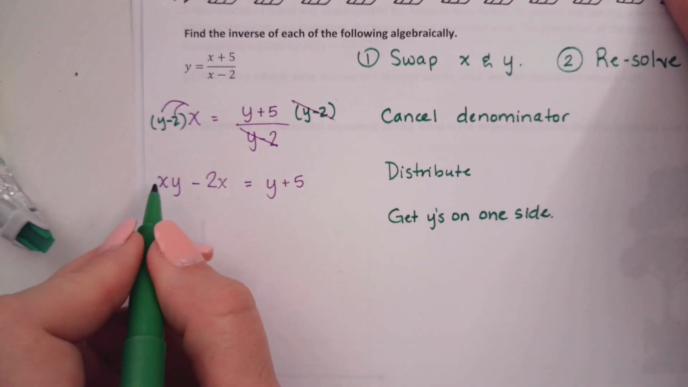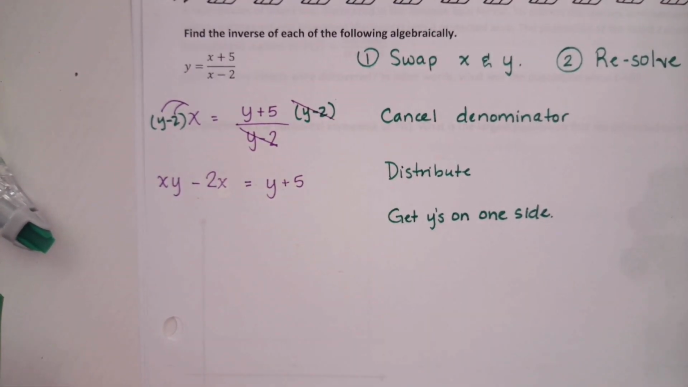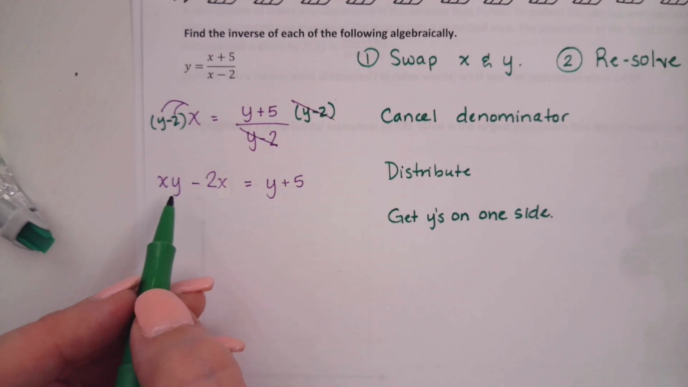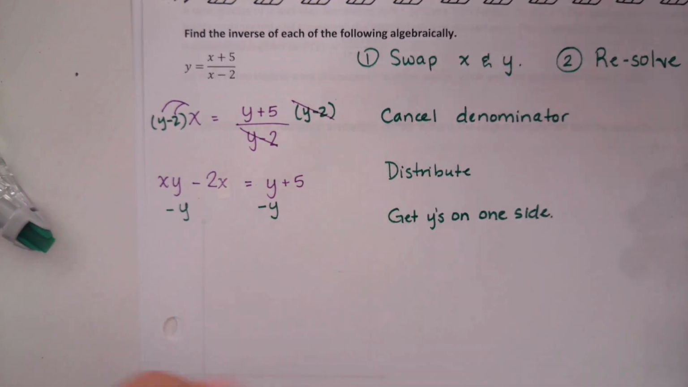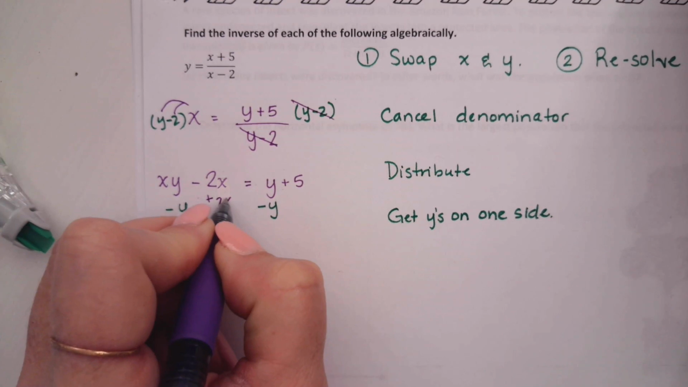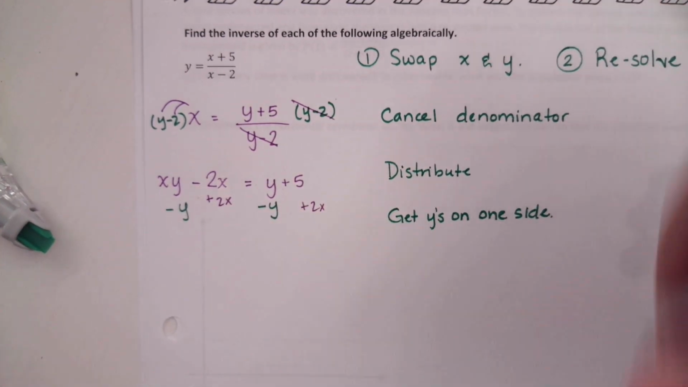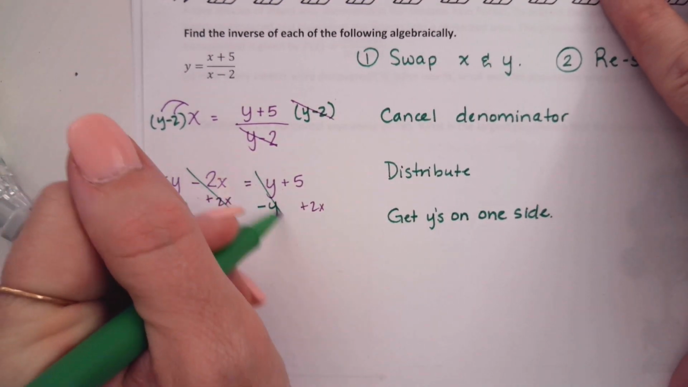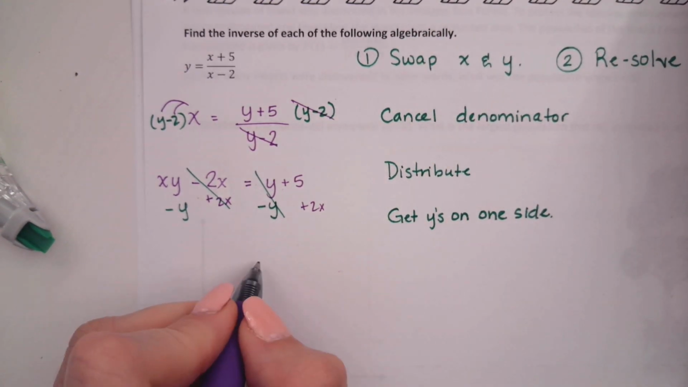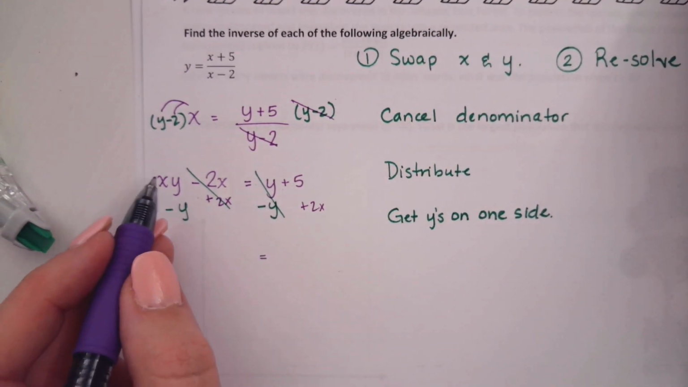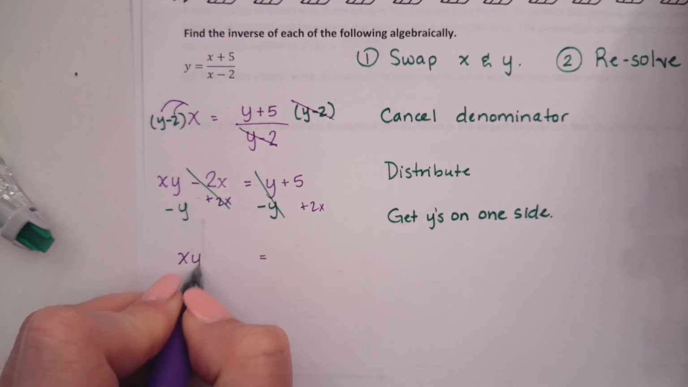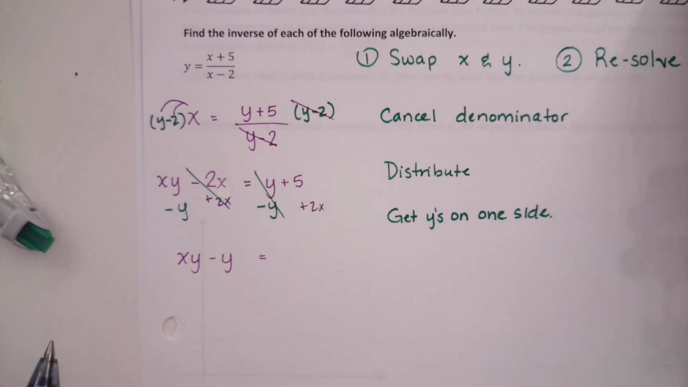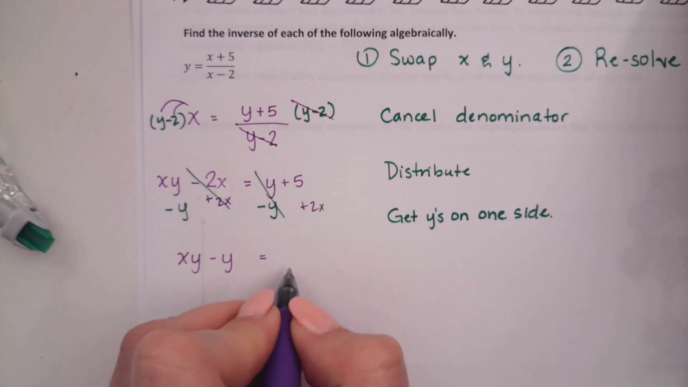Okay, so to do that, do y'all want to get the y's on the left or the y's on the right? It doesn't matter. We're going left. So I'm going to do minus y on both sides. I'm going to cancel this minus 2x by adding 2x on both sides. Let's clean that up. So these will cancel and these will cancel. On the left side, what am I going to have now? xy minus y. And on the right side? 2x plus 5 or 5 plus 2x, however you want to write it.